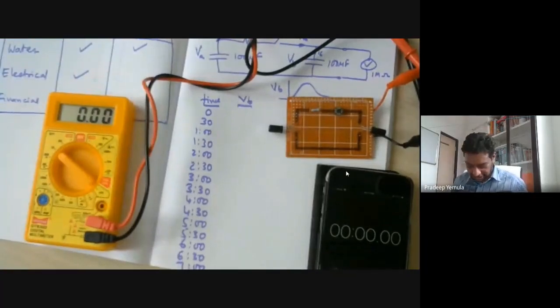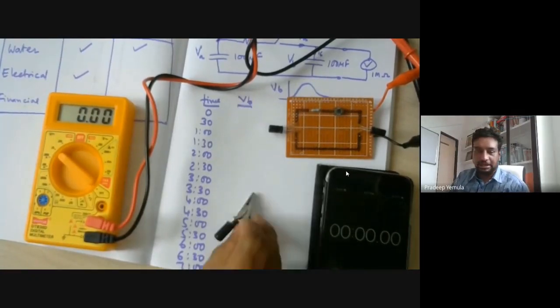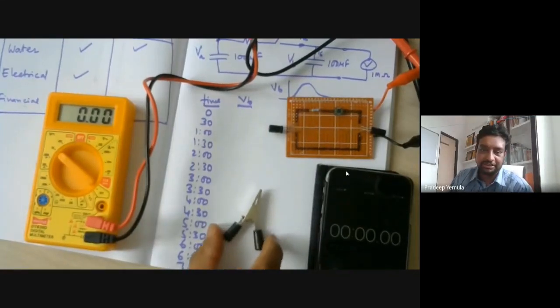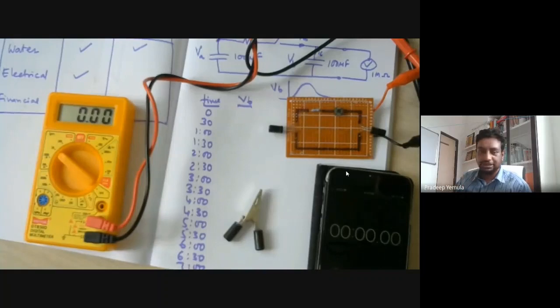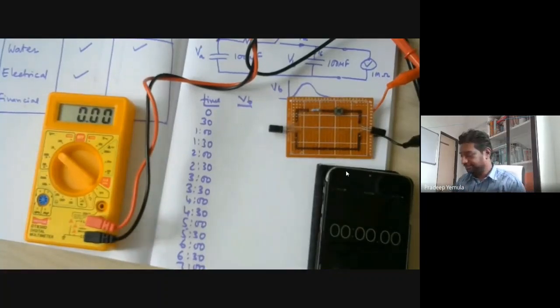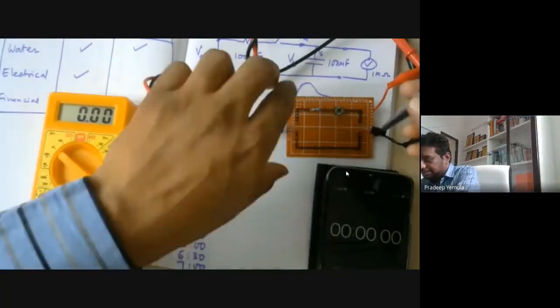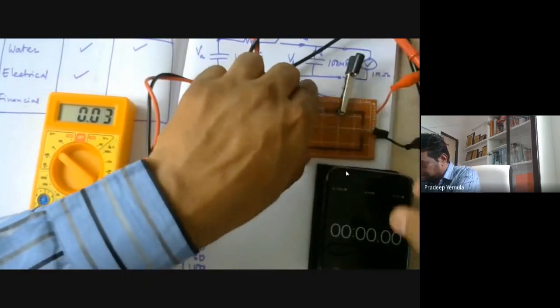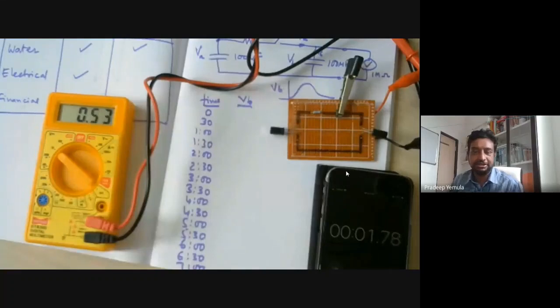So how do I connect the switch? The switch is a kind of push button switch, so some pressure has to be maintained. I'm using this crocodile clip to keep pressing that button, so that the reading can be taken. So let me connect it and start. Now we see immediately the voltage is increasing.